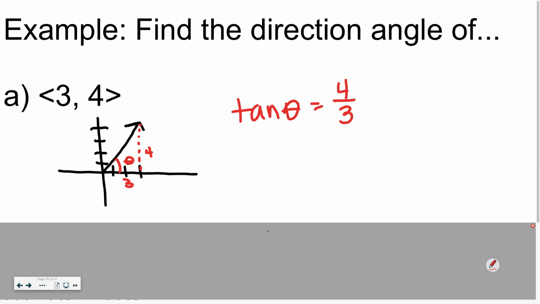What do you get? 53.13 degrees. That is our direction angle. That is the direction that the vector is pointing. Okay, well that was a first quadrant angle. That was easy, right? You shouldn't have issues with a first quadrant angle as long as you keep B over A. That's why I encourage you to draw a picture. Y over X, vertical over horizontal.